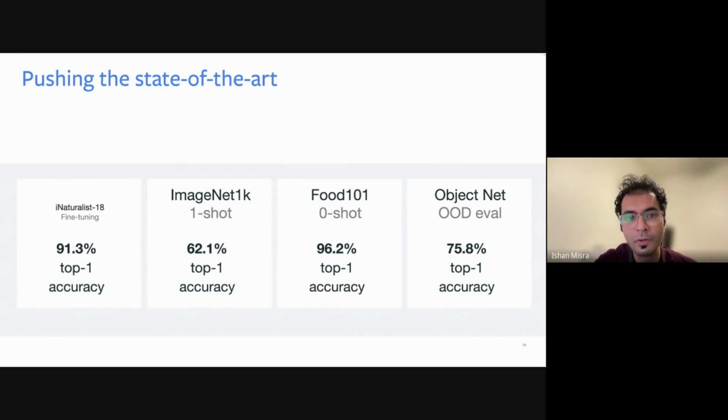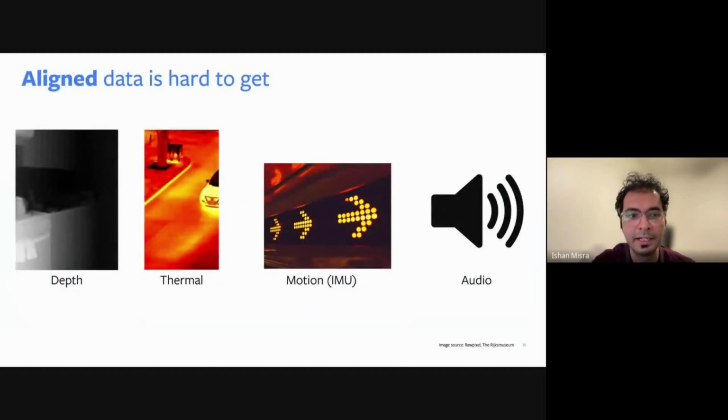All right, so all of this relied on the assumption that aligned data is available. But in general, aligned data is not really that easy to get. If you look at different modalities like depth, thermal, motion, audio, and so on, you don't have very large amounts of text data coupled with them. For example, for depth sensors, we don't have a huge amount of depth data online anyway, not at least at the billion or trillion scale.